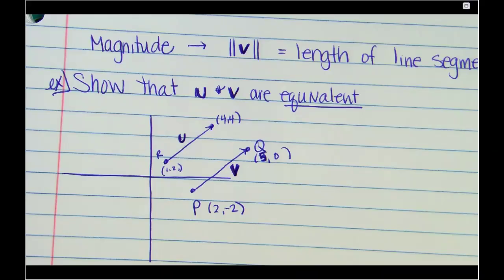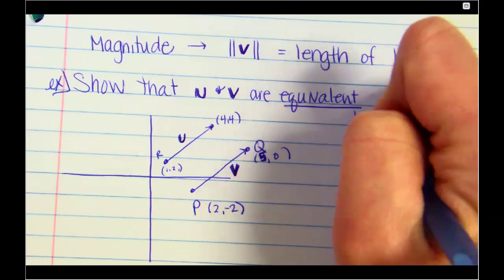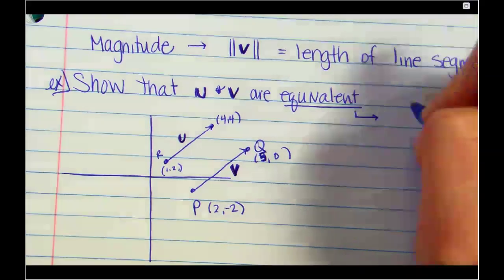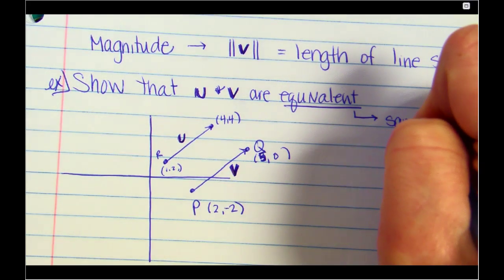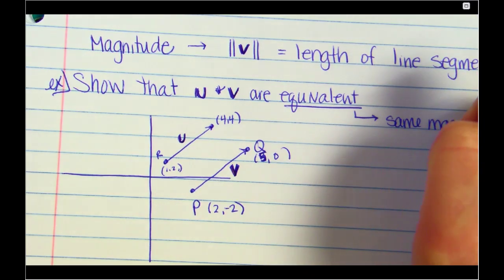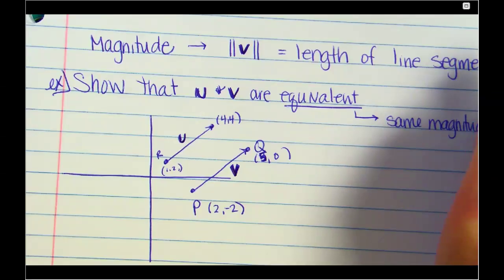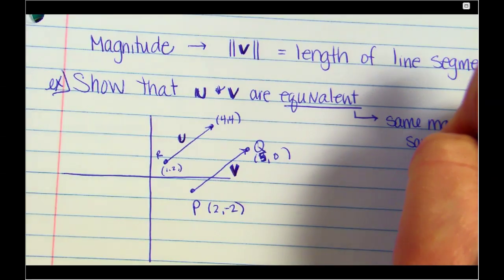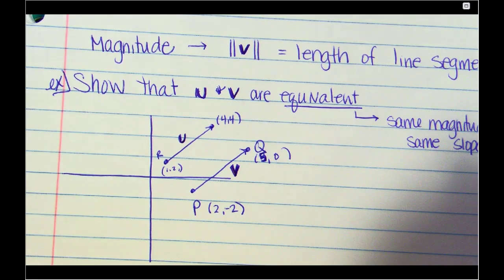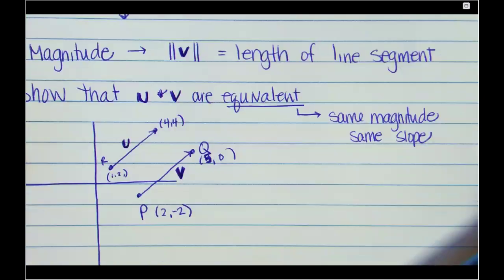So here you go, 2 vectors. This is the definition of equivalent. If 2 vectors are equivalent, they have the same magnitude and they have the same slope. Okay? Same magnitude, same slope.